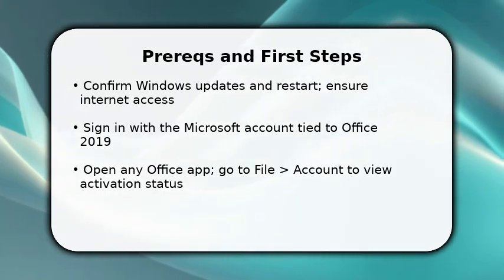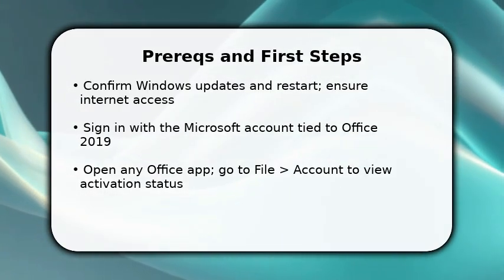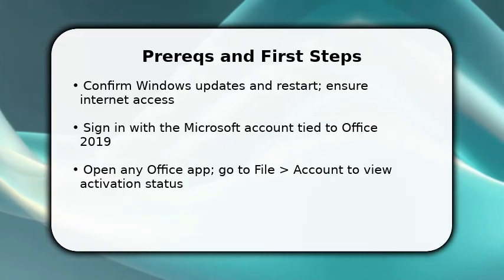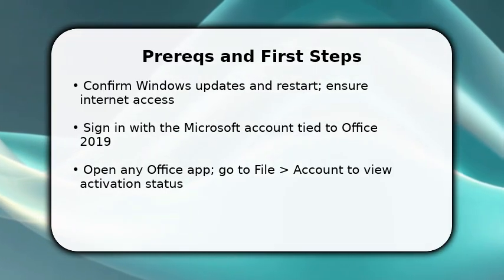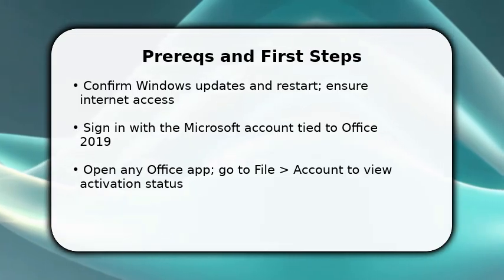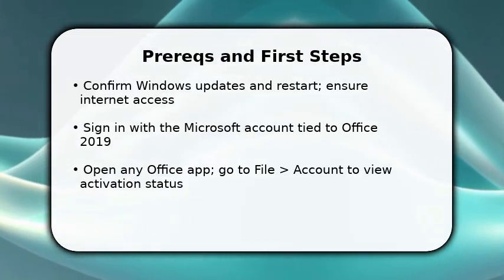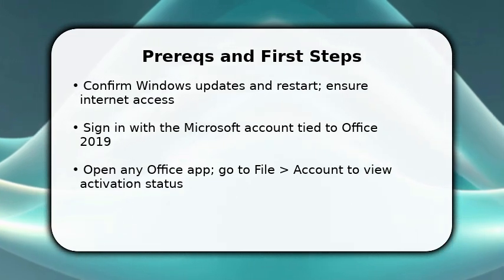Next, open Word and navigate to File, then Account to check the activation message. This tells you whether to proceed with repair or re-enter a product key. Do these steps now so you can act on the specific status you see.